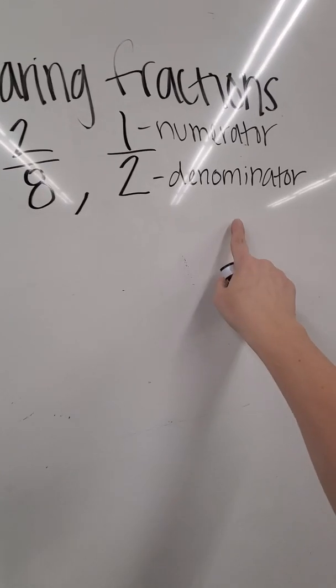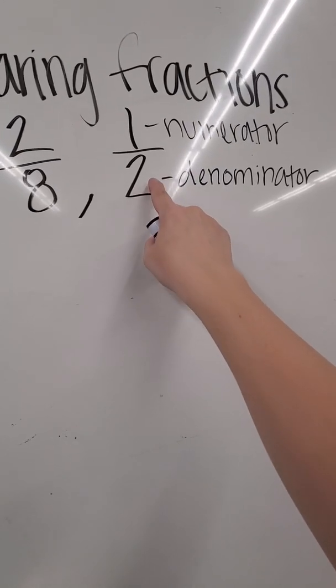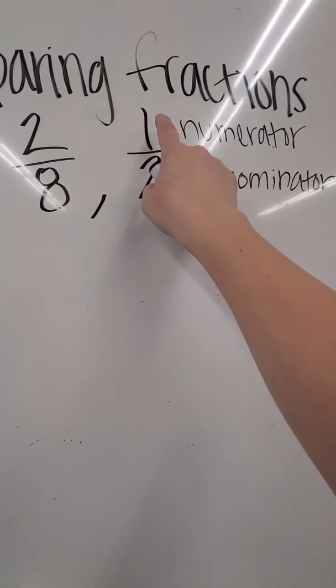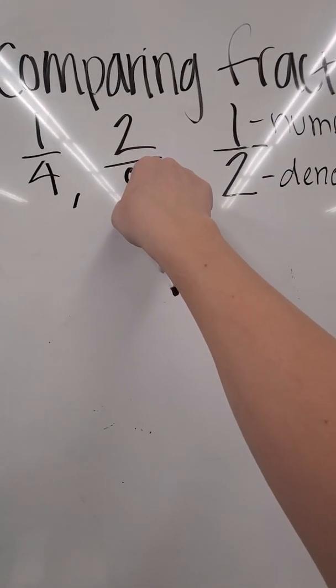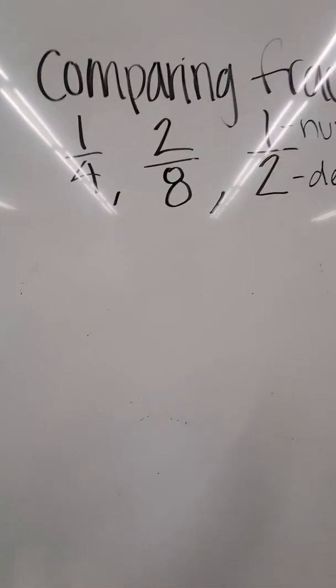Denominators tell you how many pieces are in a whole. So in this case I would have 2 total pieces, but only one of them is the one we're talking about. I have 8 pieces here, but 2 are the ones we're talking about. And I'll show you what I mean.